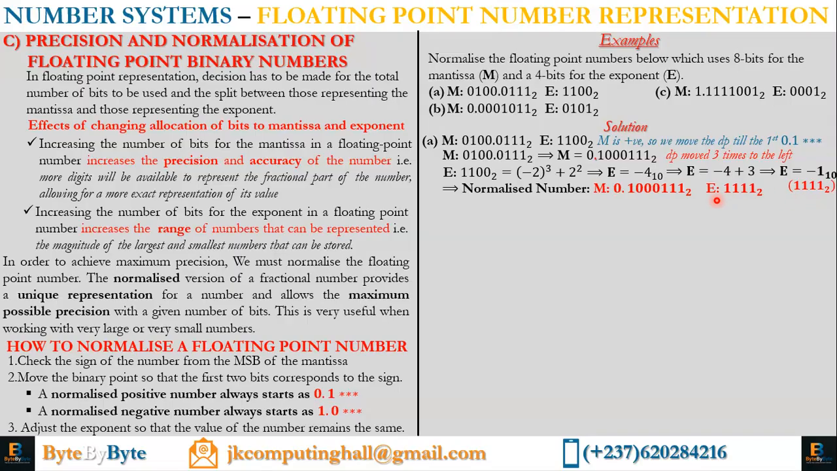So the normalized number is 0.10000111, exponent 1111. That is the normalized number. For the B part, this is what we have.